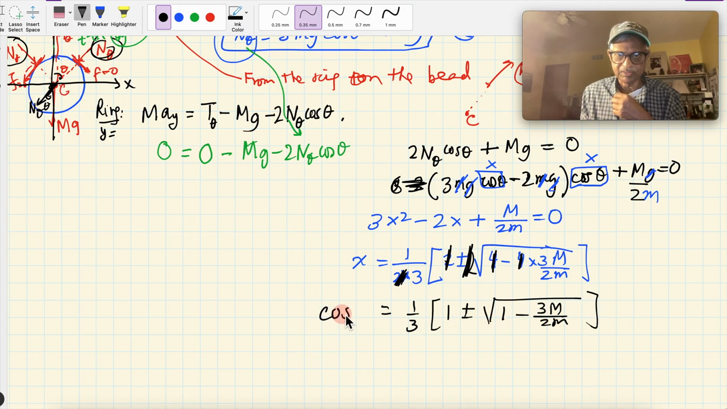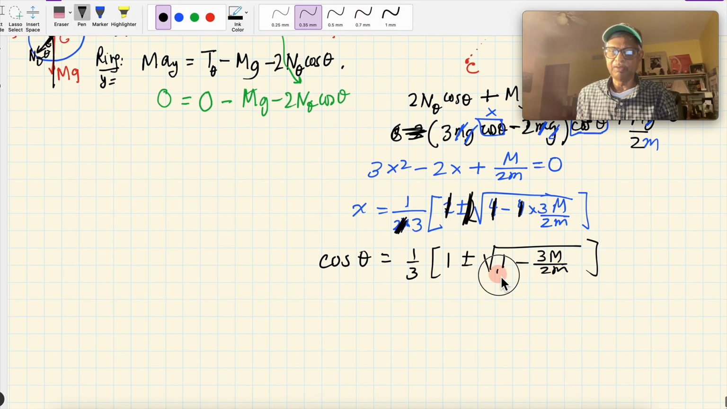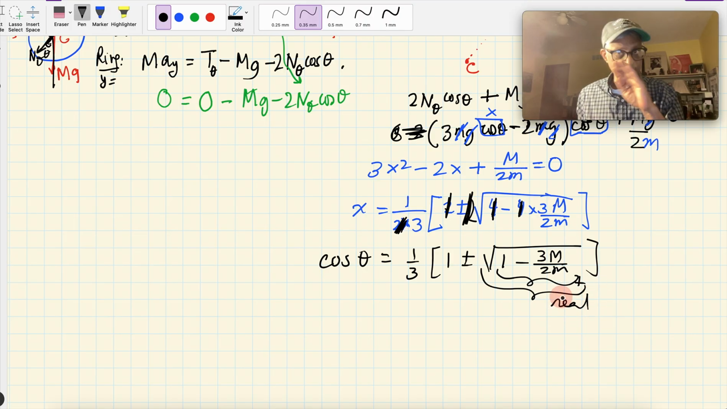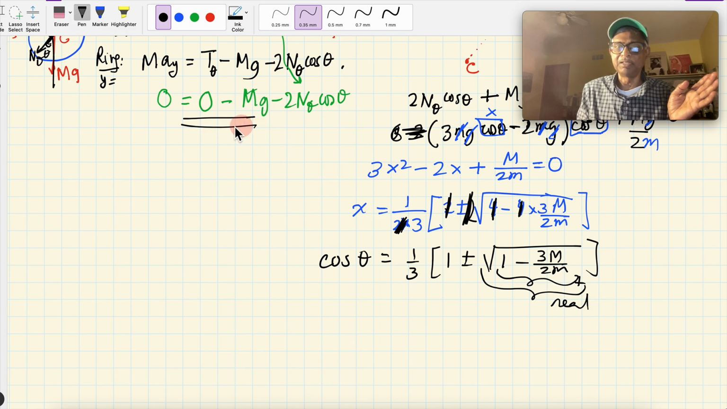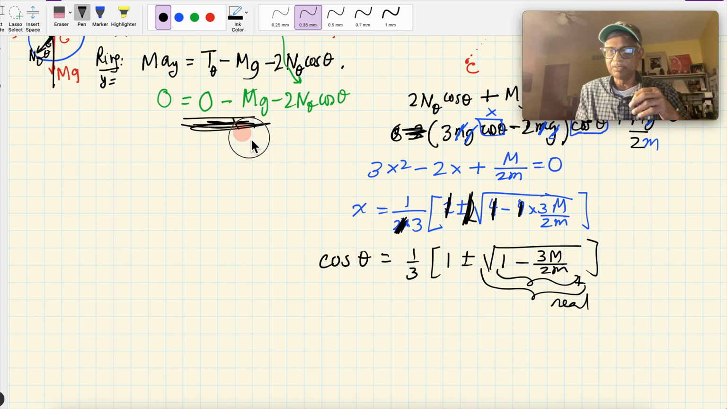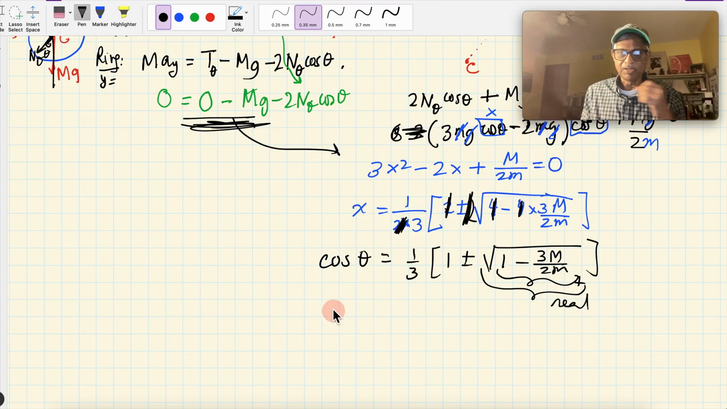So this is cosine theta. If this is positive, then this will be real. So this condition is required, this has to be positive. Otherwise, this problem doesn't make sense. If you don't do that, then there is no condition where this will happen. It is completely connected with this condition being correct. Okay. So this is my answer. You can do arc cosine and things like that.